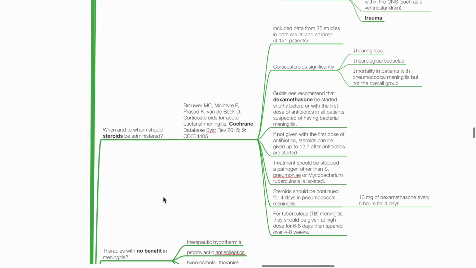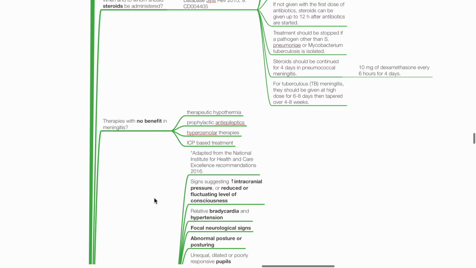If not given with the first dose of antibiotics, steroids can be given up to 12 hours after antibiotics have been started. Treatment should be stopped if a pathogen other than Streptococcus pneumoniae or Mycobacterium tuberculosis is isolated. Steroids should be continued for 4 days in pneumococcal meningitis. For TB meningitis, steroids should be given at high dose for 6 to 8 days, then tapered over 4 to 8 weeks. What are therapies with no benefit in meningitis?